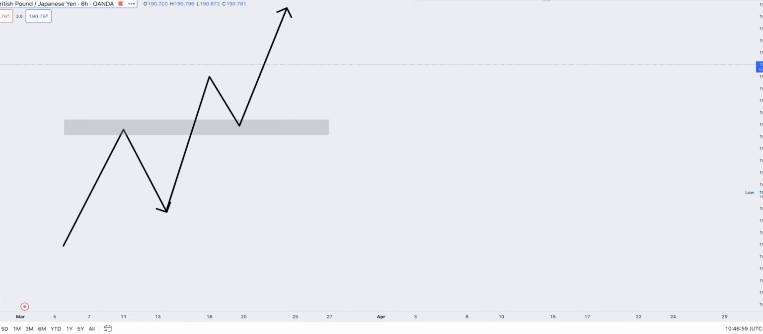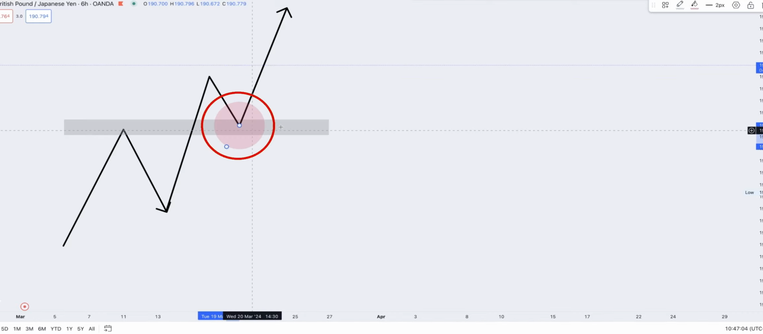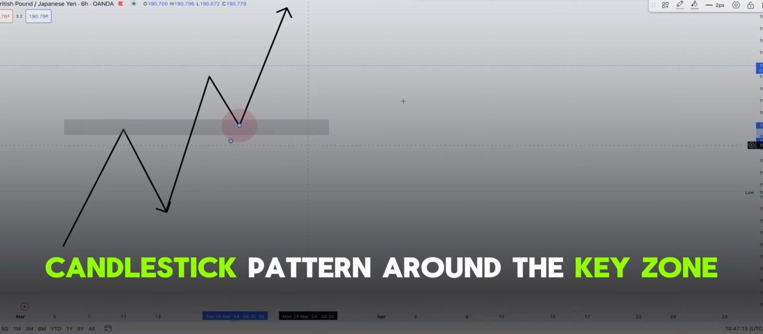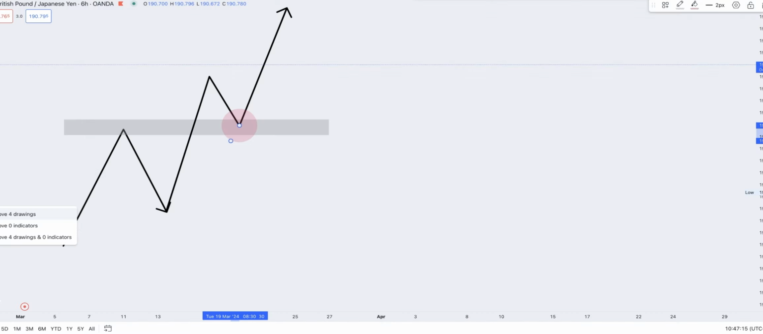This is where I am going to teach you how to enter trades from here, or how to make money using the pullback. When price reverses into the key zone, we look for candlestick patterns around the key zone for us to take an entry.